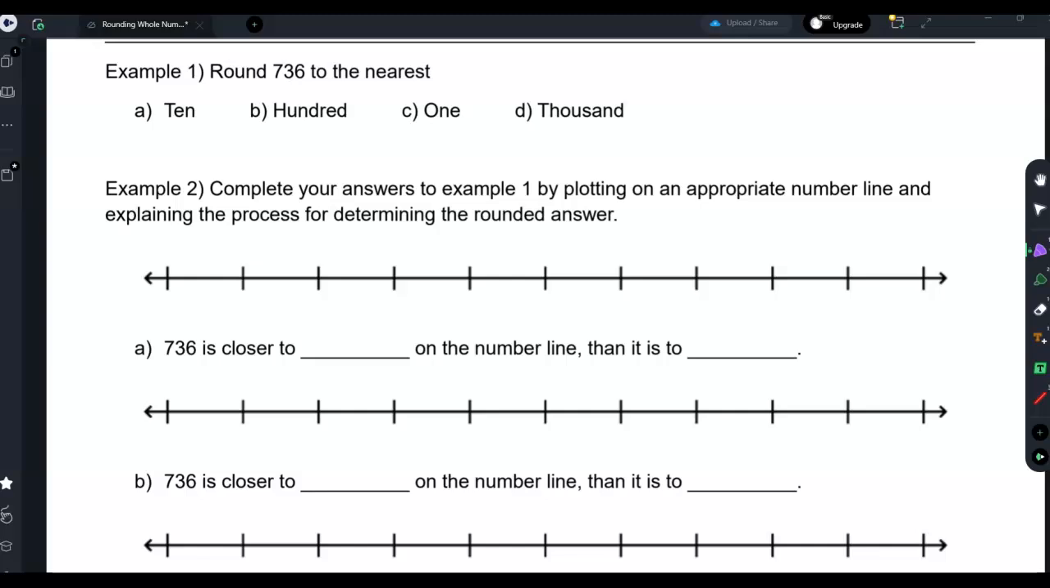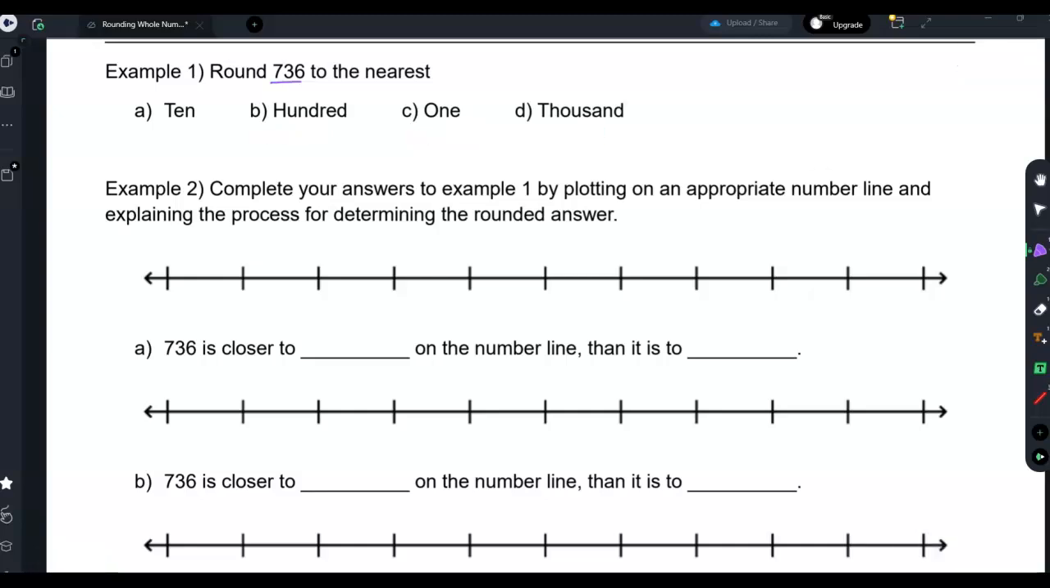I'm going to do examples 1 and 2 simultaneously. So we are going to round this number, 736. We're going to round it to different place values starting with the tens place. And we're going to round this using the traditional rules for rounding, but then we're also in example 2 going to use the number line to support that or show how we could also find that using the number line. So let's start with conventional rounding.